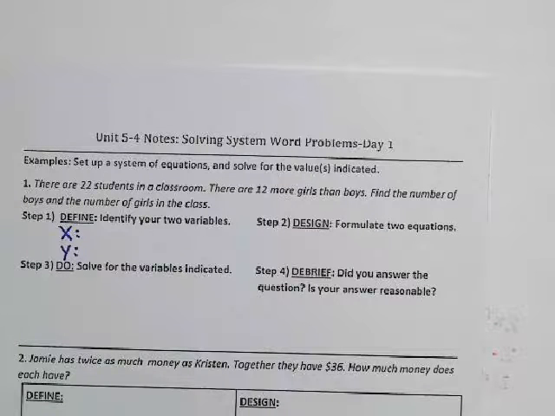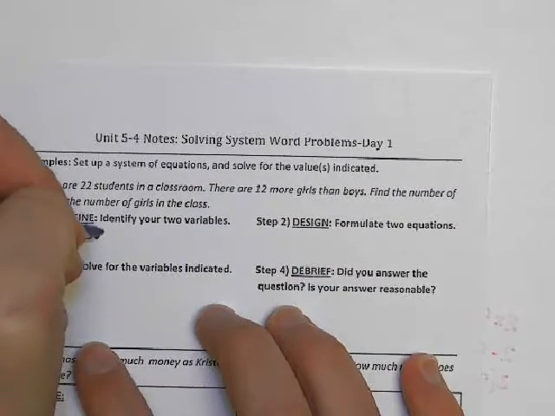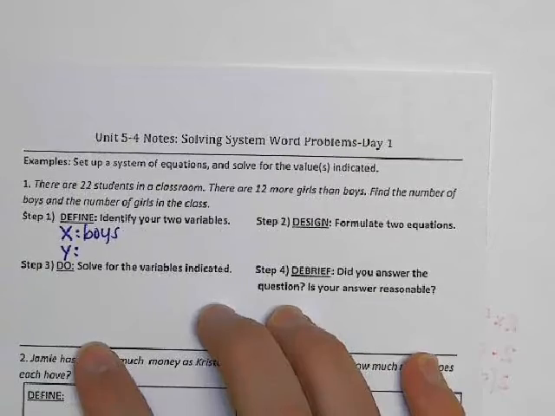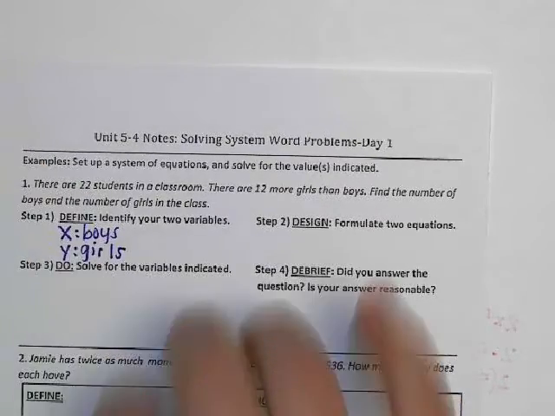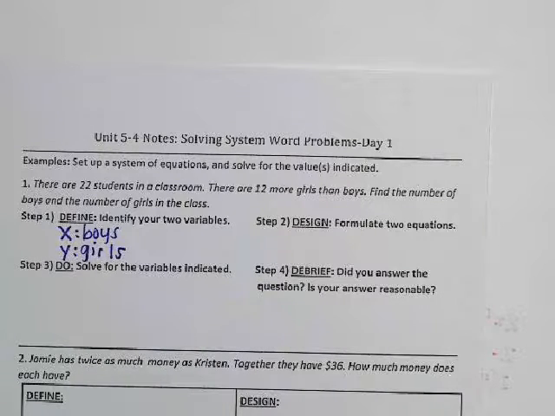Okay, so now I need to know which one's X, which one's Y. Well, what are the 2 things we're talking about? Boys and girls. Okay, so it doesn't matter which one's which. I'll just make boys, X, write this with me, and girls, Y. Everybody should have X boys, Y girls. It is very important that you write what they mean, okay? Which one's which, right? Because eventually you might start getting mixed up. Which one did I say was X? Which one did I say was Y again? Okay, towards the end of the problem.